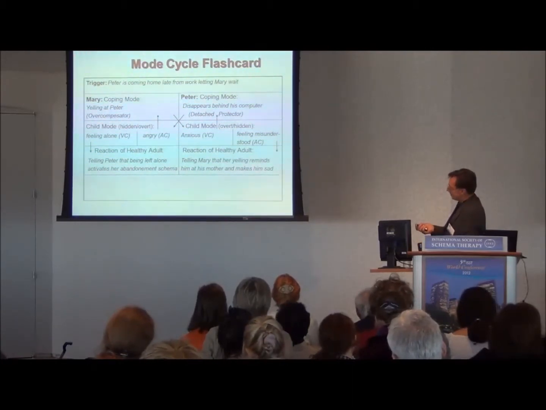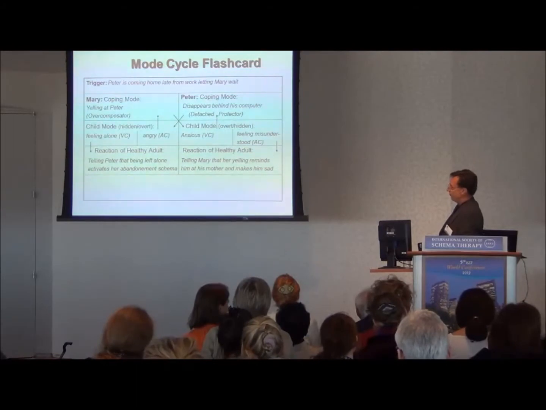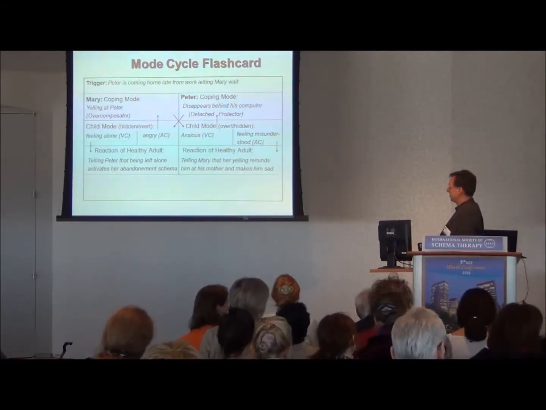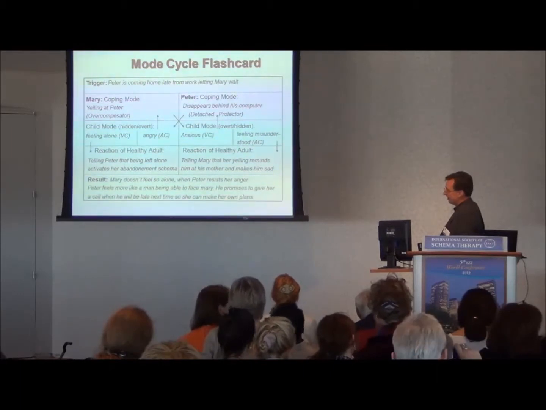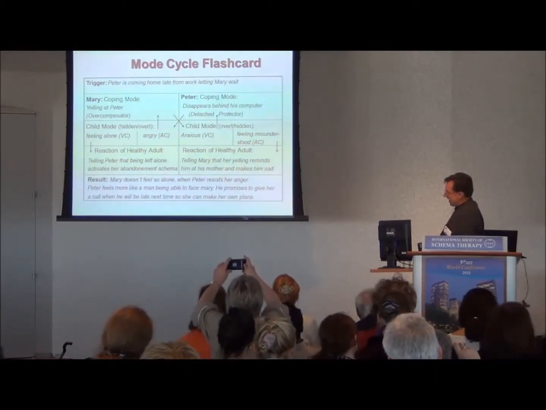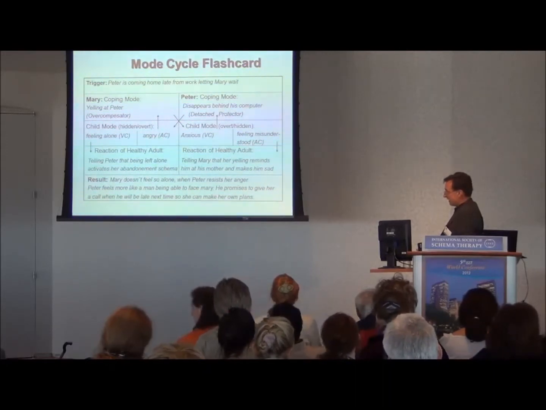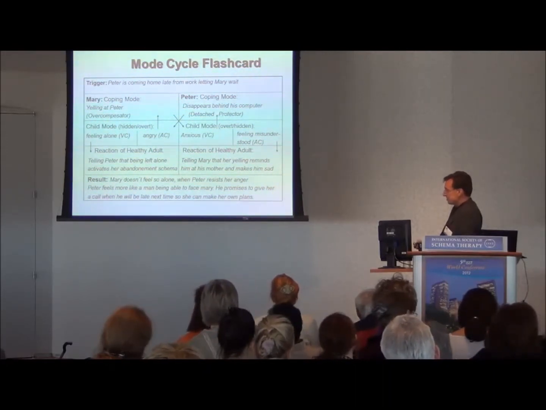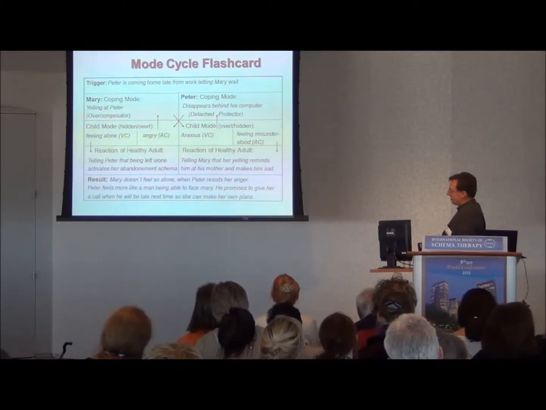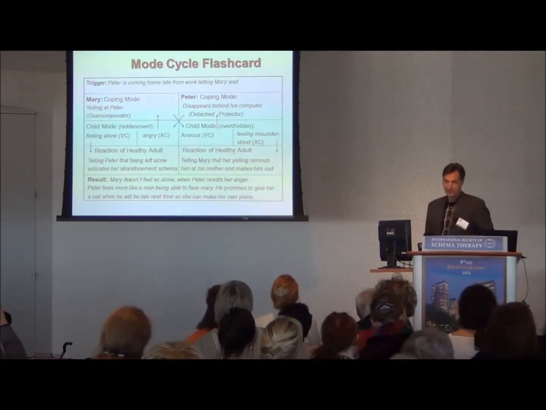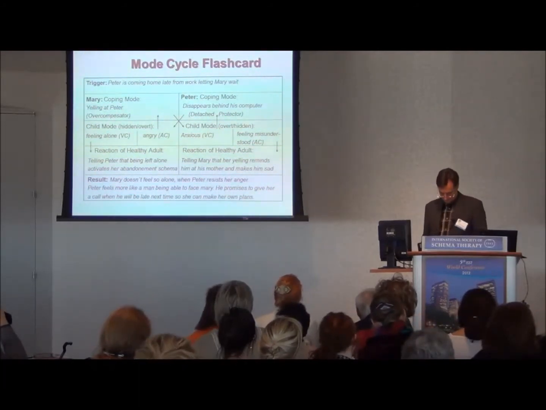And then after they have reconciled, after they got in touch with their primary childhood experiences, they're able to find a solution. Mary doesn't feel so alone when Peter resists her anger. And Peter feels more able to face her. And he could promise, for example, to give her a call when he will be late next time, so she's able to make her own plans. She's not that dependent on him.